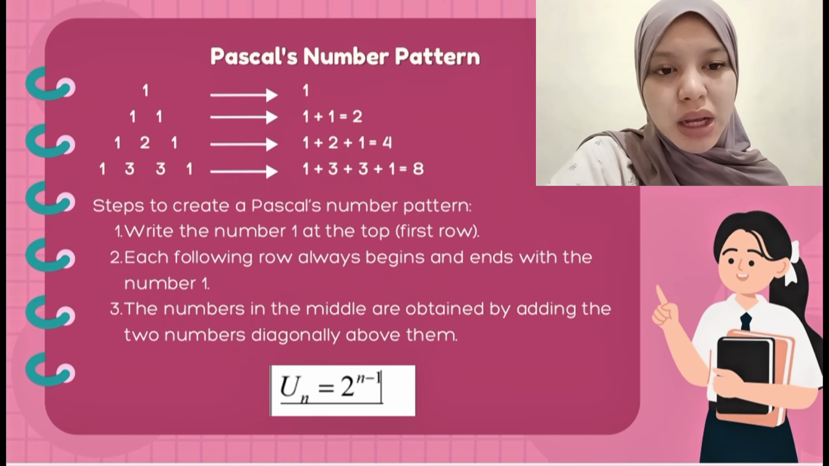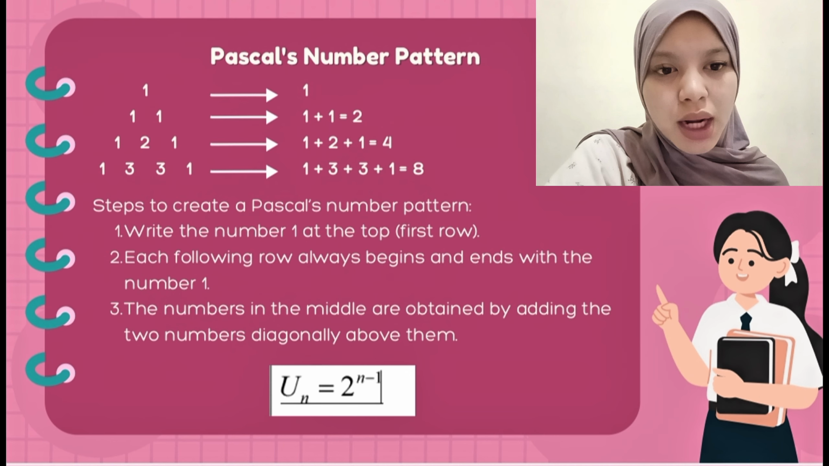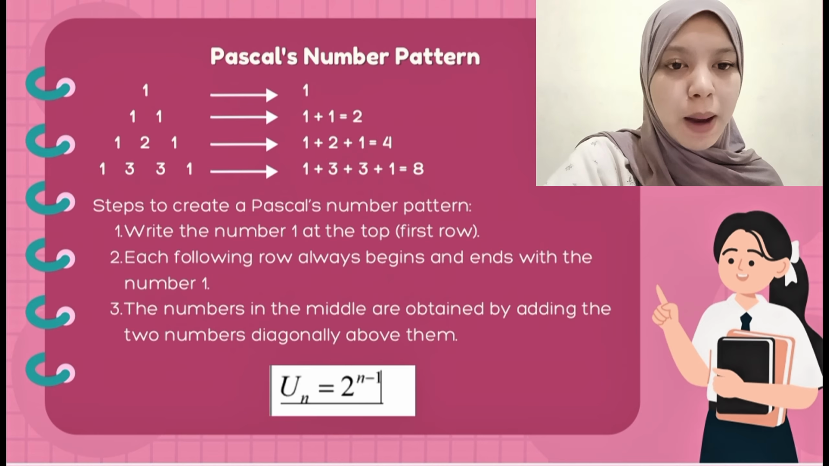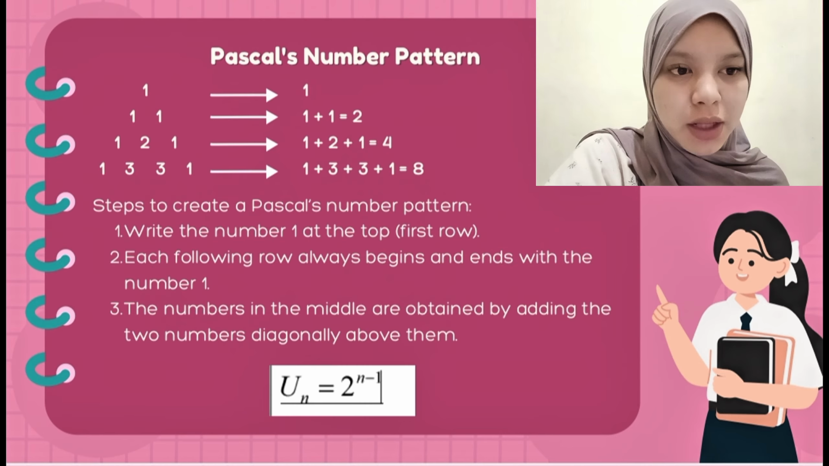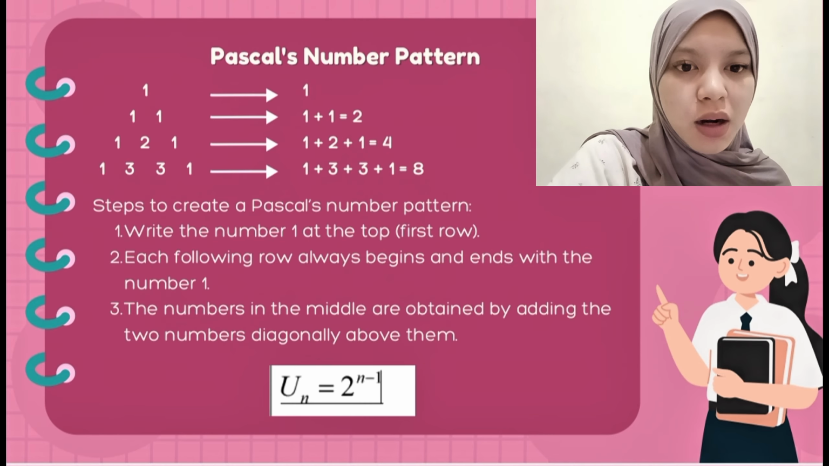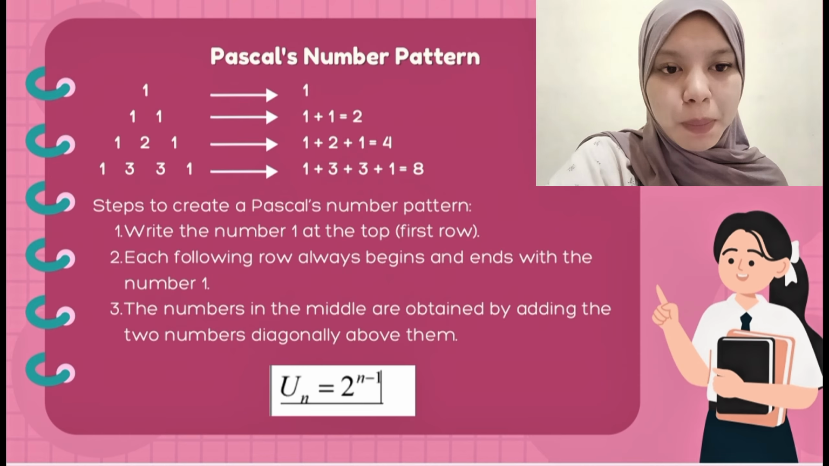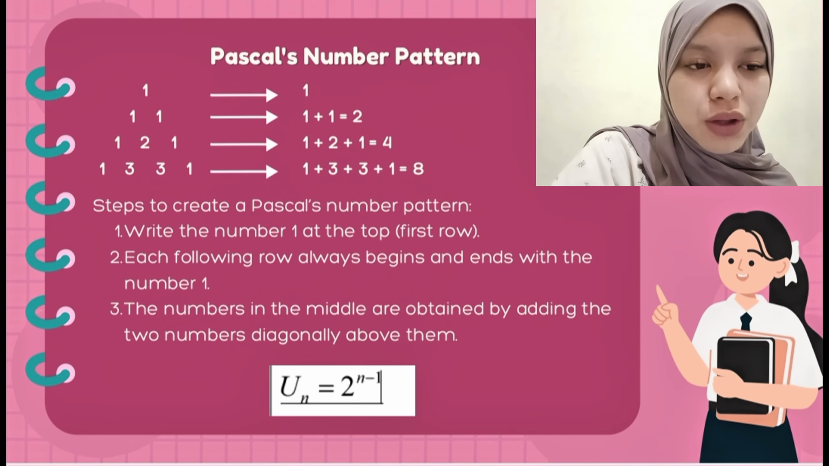8. To form Pascal's number pattern, we follow several steps. First, write the number 1 at the top as the first row. Second, each row always begins and ends with the number 1. Third, the number in the middle is obtained by adding the two numbers located diagonally above it. This rule is applied repeatedly to form the next row of the pattern.